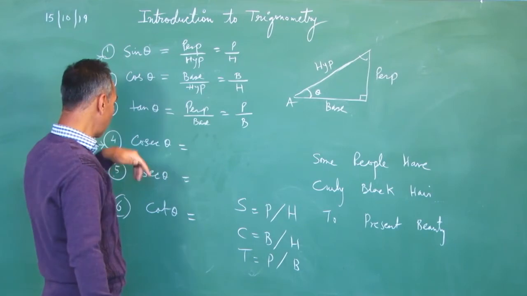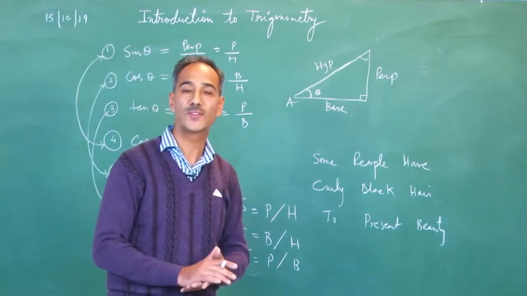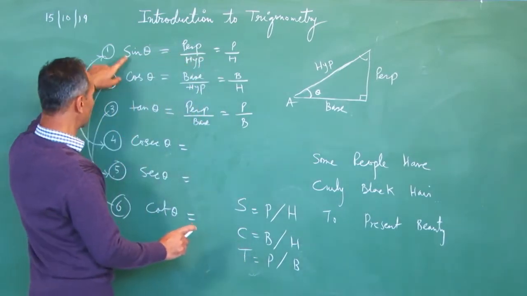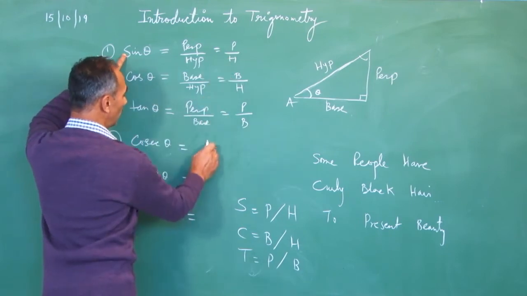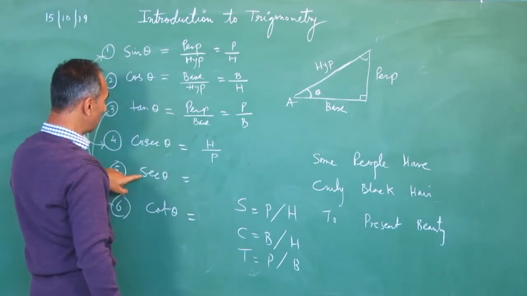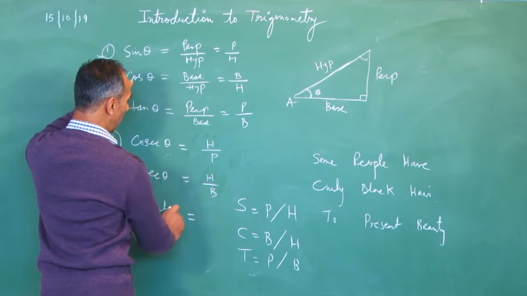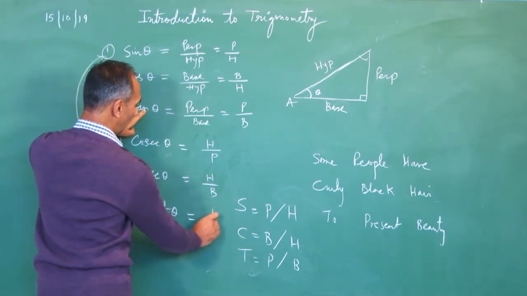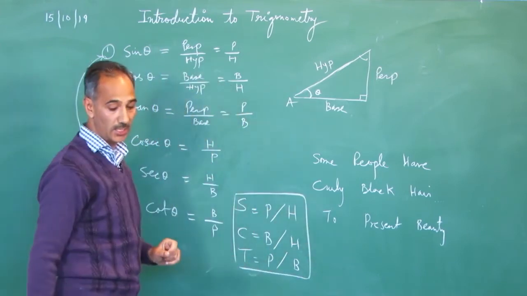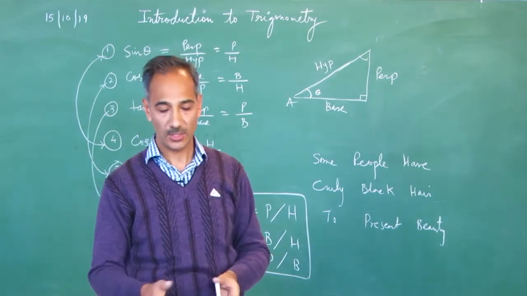Now, what about cosec? What about secant? What about cot? Cosec is the reciprocal of sine. Do remember it. These are reciprocal results. Cosec is the reciprocal of sine. That means its value is, you have to tilt it, hypotenuse by perpendicular. And secant is the reciprocal of cos. Its value is hypotenuse by base. And cot is the reciprocal of tan. Its value is base upon perpendicular. Your main job is to remember the first three. With the help of these three, you will be listing the values of the remaining three.